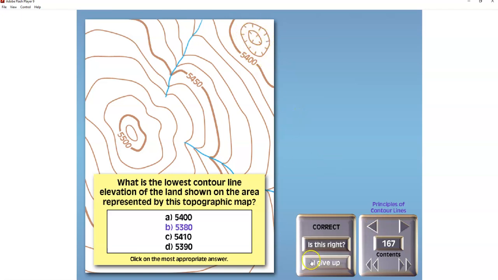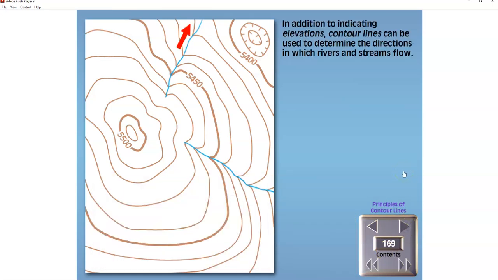My bad. Moving on. In addition to indicating elevations, contour lines can be used to determine the directions in which rivers and streams flow. Right, so again, as we talked about earlier, the contour lines make V shapes. So you see, here's a river here. These contour lines make that V when they cross. When they cross the river, they make a V. The V's point upstream or uphill.